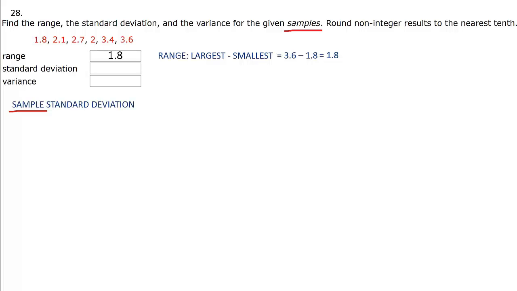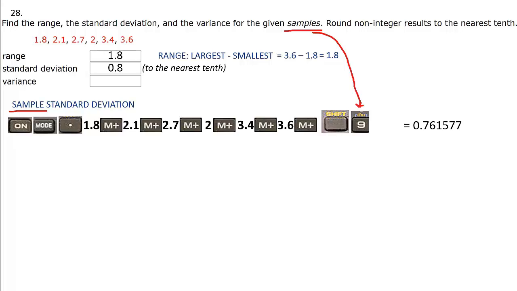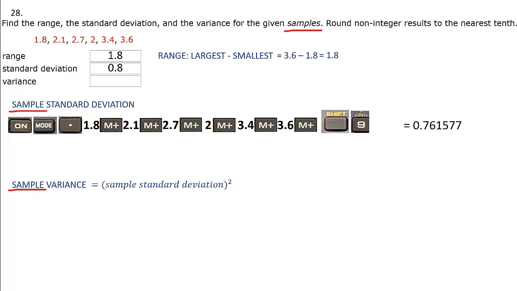This is a sample standard deviation. You enter the values the same as you always do. Pressing on a couple of times convinces you that you've cleared out all old data. Mode dot puts you into stats mode, and then you enter 1.8 by pressing M plus, 2.1 M plus, 2.7 M plus, 2 M plus, 3.4 M plus, 3.6 M plus. Once the data's in, shift 9 if it's a sample standard deviation, and it is here, and that gives you 0.761577. They want it rounded to the nearest tenth. That'd be 0.8.